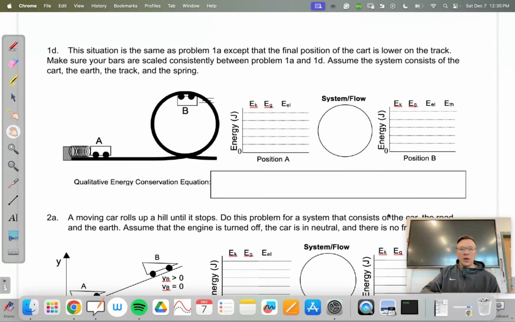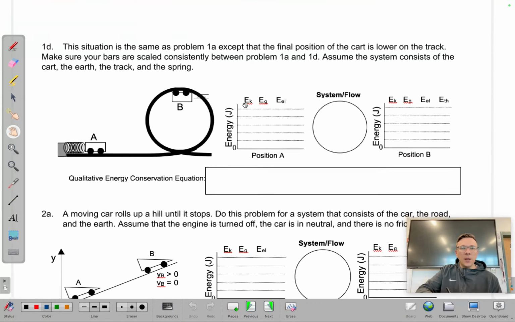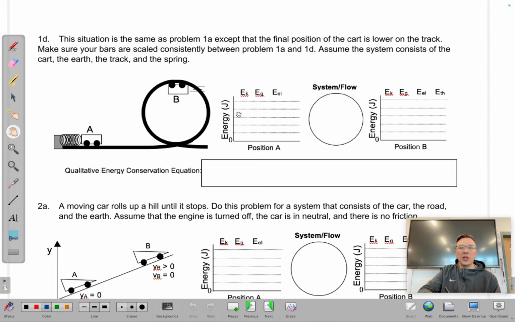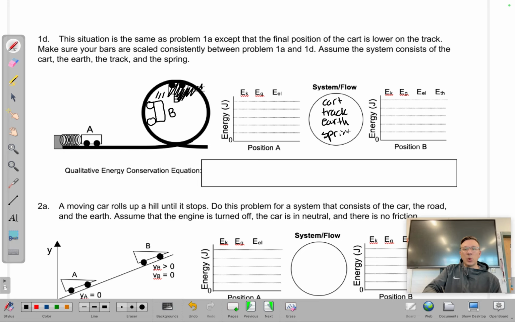In this scenario, it says this situation is the same as problem 1A, except the final position of the cart is lower on the track. So this one actually needs to be redrawn. We're going to get rid of position B right here, and we're just going to redraw the cart over here as if it had gone a little bit further around the track. So we'll call this position B. Now it's at a lower height. Going back to our system, we still have the cart, the track, the earth, and the spring. So same as problem 1A.